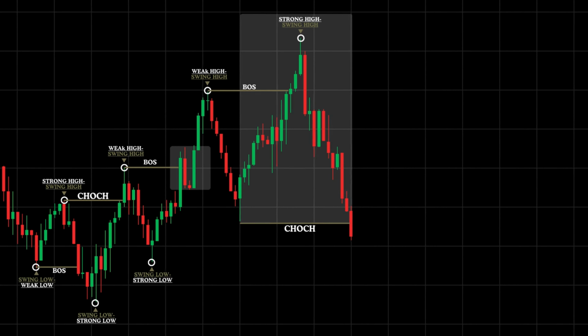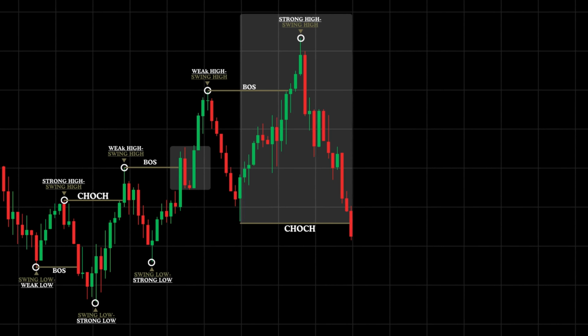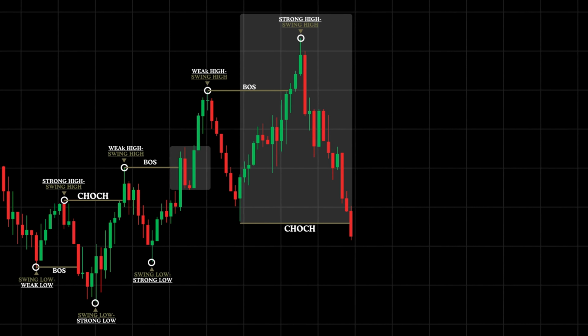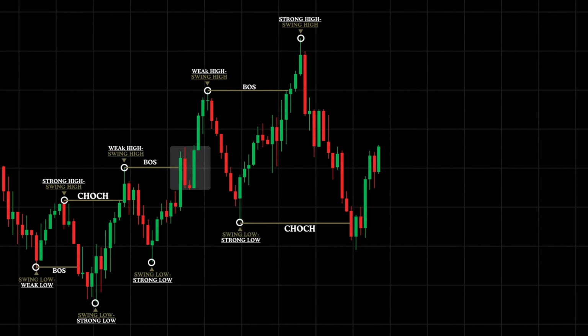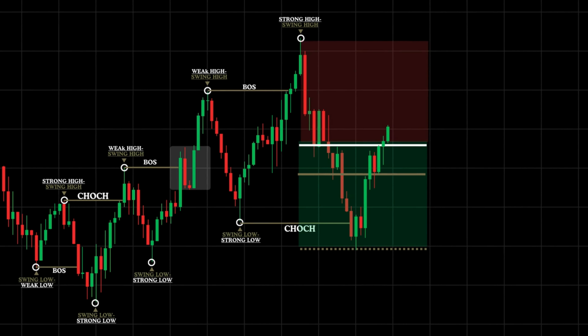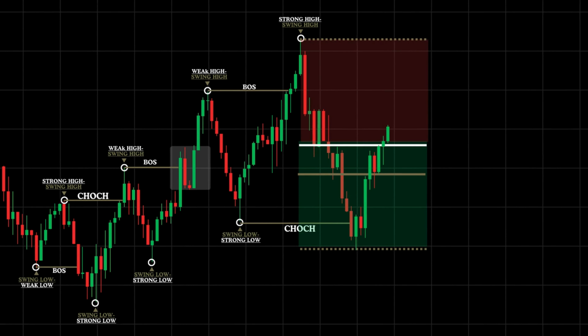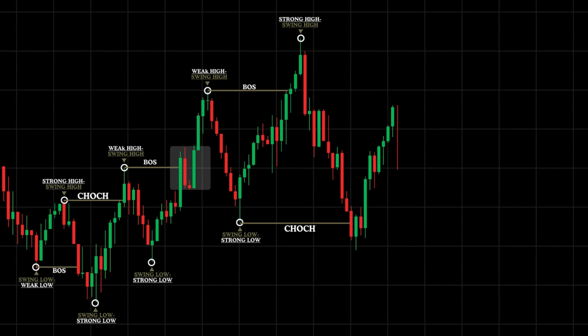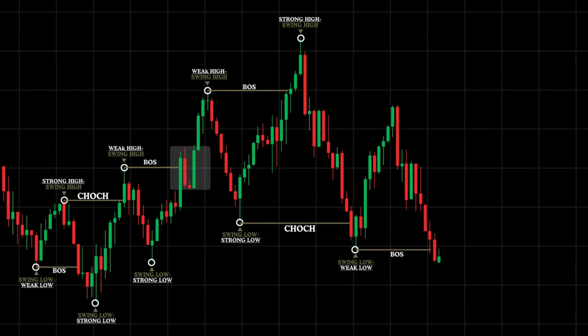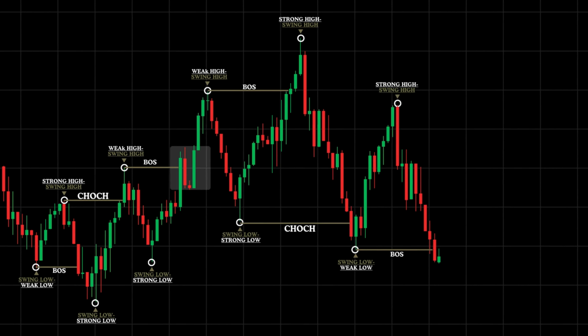We mark it by drawing a horizontal zone from the strong low to the break, extending it upward, and picking the highest point inside. That's our strong high. Price drops sharply, then pulls back again. We draw Fibonacci from the strong high to the low, and price reaches the 38.2%, valid pullback, so we mark the weak low. Price then breaks that weak low, break of structure, and we mark the new strong high.